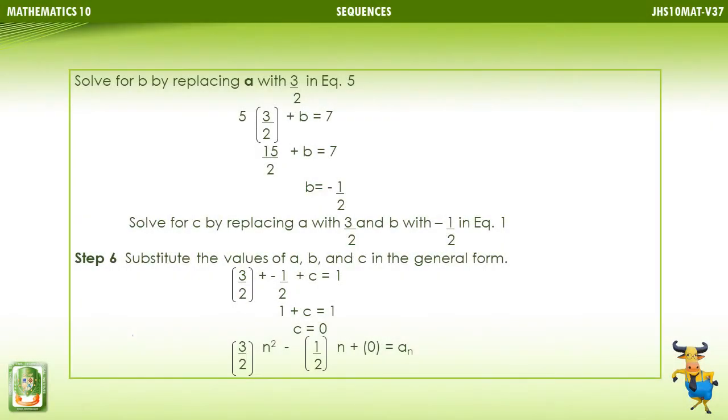Solve for b by replacing a with 3/2 in equation 5. 5 times 3/2 plus b equals 7. 15/2 plus b equals 7. b equals negative 1/2.